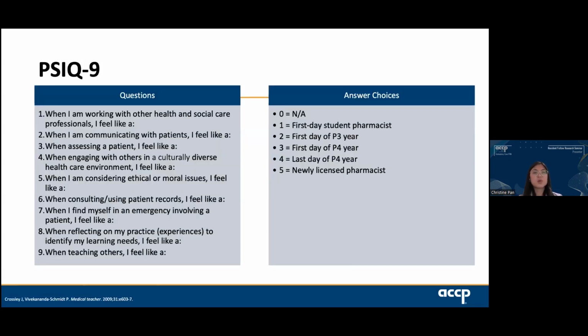This is an example of some of the questions that are asked in the PSIQ-9 questionnaire. For example, the first question asks, when I am working with other health and social care professionals, I feel like a blank. Students can answer not applicable, first day student pharmacist, all the way to newly licensed pharmacist. As an FYI, the original study that validated the survey had also included the answer choice not applicable.